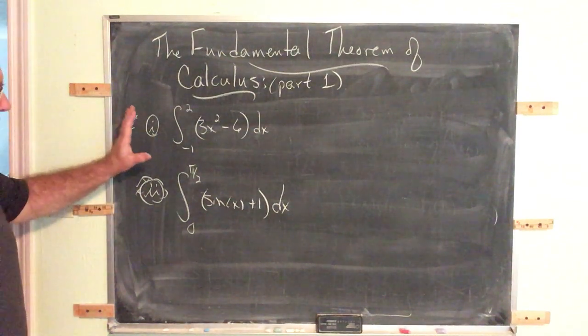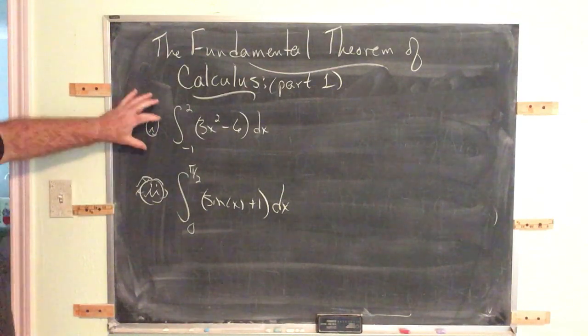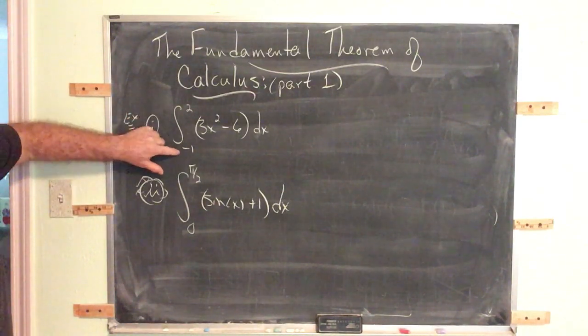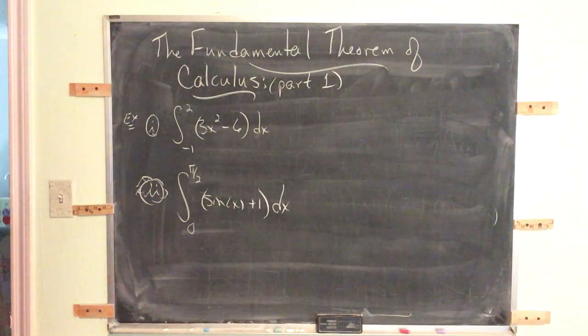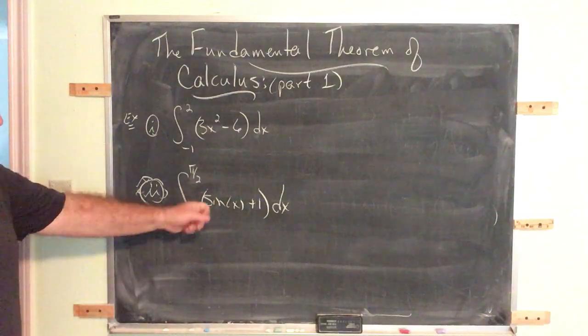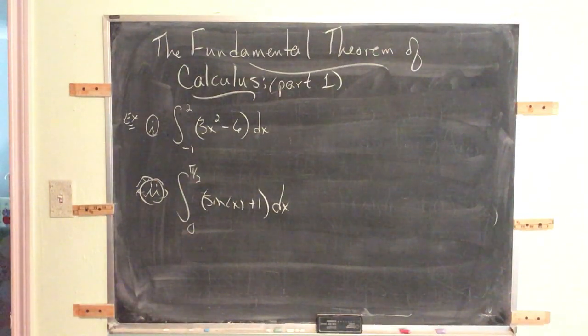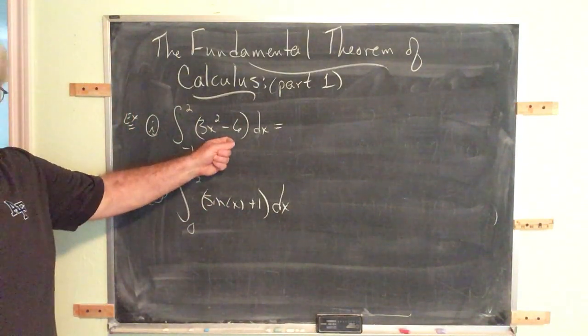All right, next we have just a few examples of computation. All right, so we need to evaluate this definite integral, the integral from -1 to 2 of 3x squared minus 6. And then our second one is the integral from 0 to pi over 2 of sine of x plus 1 dx. So the fundamental theorem says this: we need to find an antiderivative.